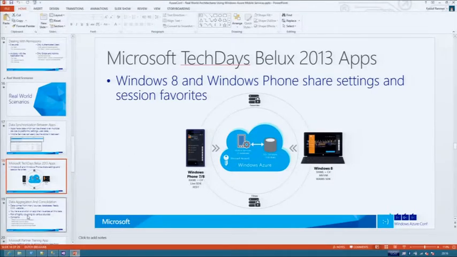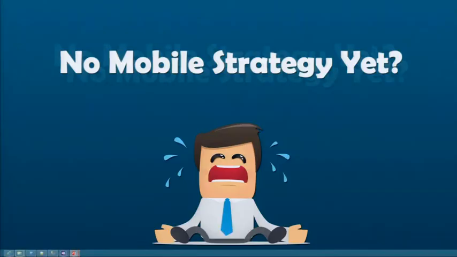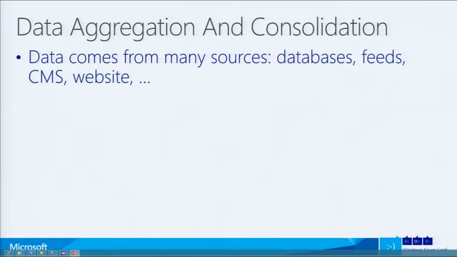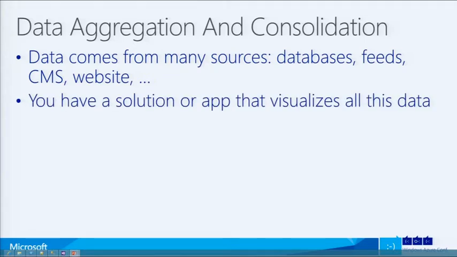So the next one is about data aggregation and consolidation. It's an app which we are currently building. And imagine you have a solution, an app which you need to build, and you have data coming from many sources. It can be a database, it can be a data feed, it can be a content management system, a website where you're going to get some data by scraping or by any other means. And you need to build a solution or an app that's going to visualize this data to your customers. So it might be tricky to do.